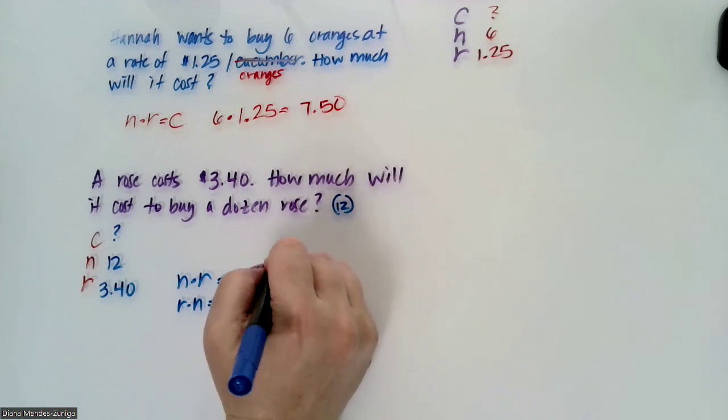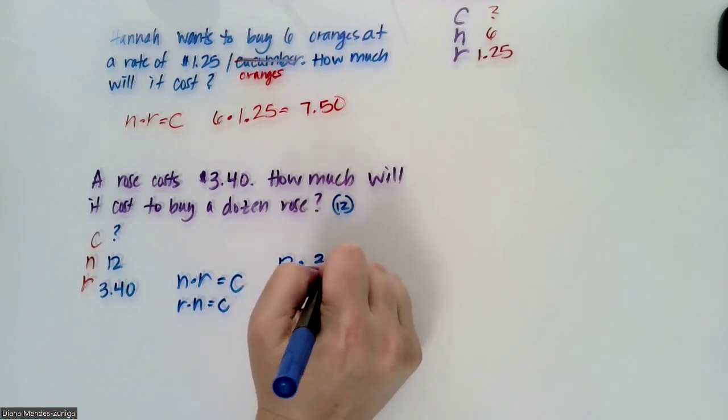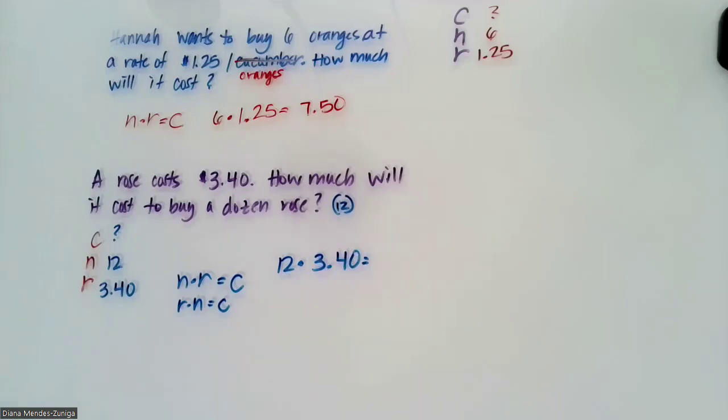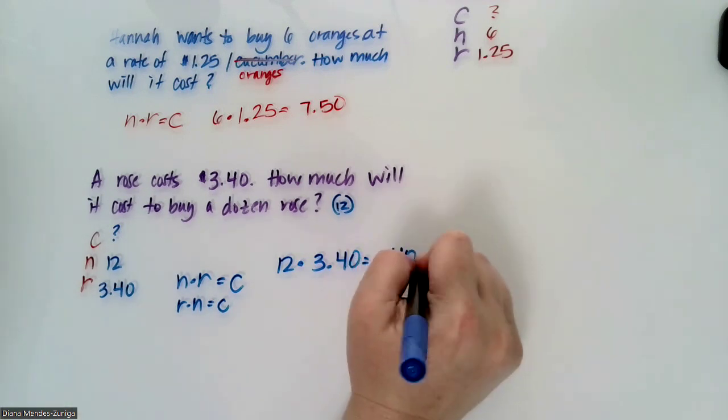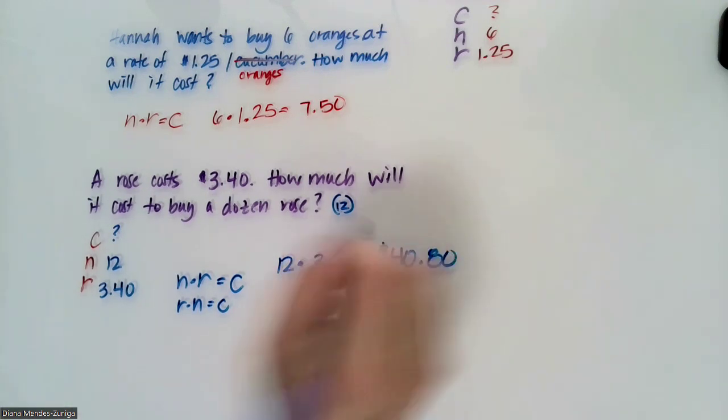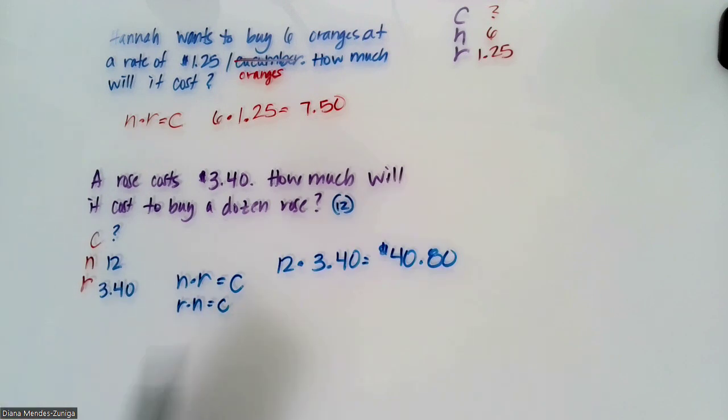So our N times our R, 12 times $3.40. Let's put this into the calculator, 12 times $3.40, and that's going to give us $40.80 for 1 dozen roses. So you can see how we have changed this formula.